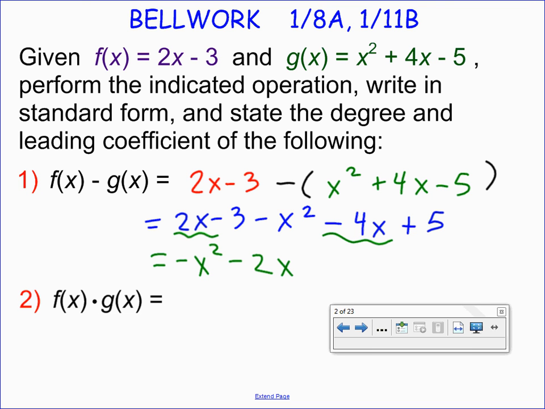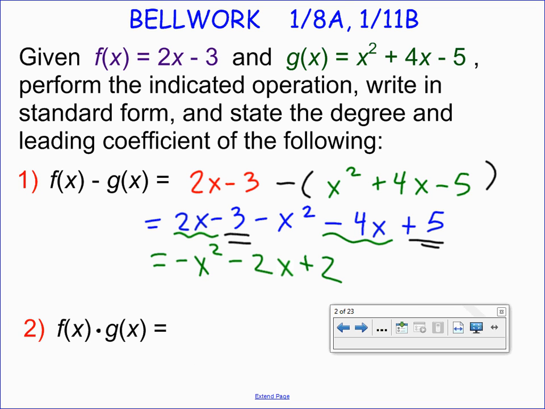Another pair of like terms when I call on you. Casey? 5 and negative 3. Absolutely. So we've got that negative 3 and that positive 5. Those will combine to give me a positive 2, it looks like. And so we've got a couple pairs of like terms there. And my standard form answer then in green.